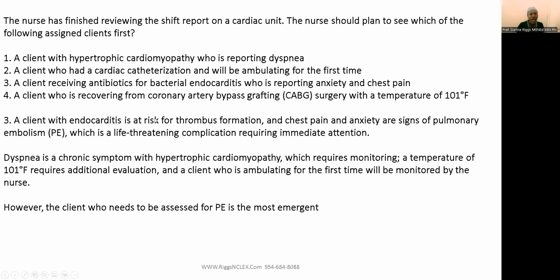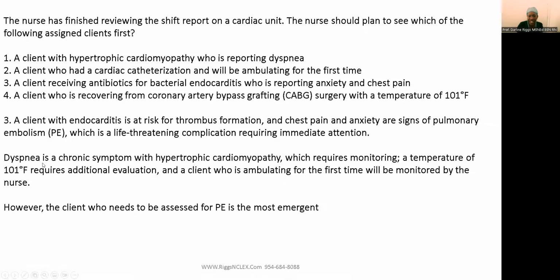Okay, so you have a client with endocarditis, they are at risk for thrombus formation. So this is the inside lining of the heart and it's inflamed. They're at risk of clot formation. I'm going to cover that condition in a moment. So the chest pain and anxiety, they have a pulmonary embolism. Those are signs and symptoms of that. So this is life-threatening. That client should be seen first.